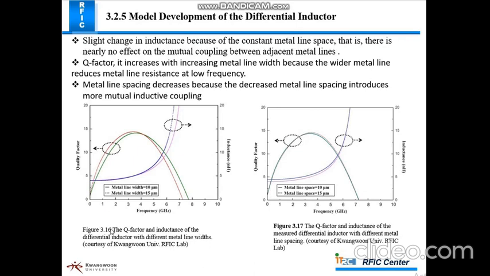Figure 3.16 shows the Q factor and inductance of the differential inductor with different metal line width. Q is increased with increasing metal line width because it reduces resistance, and inductance is slightly decreased due to no coupling effect. When metal line space is increased, it has no effect on quality factor, and inductance is increased where the line space is decreased due to inductive coupling.